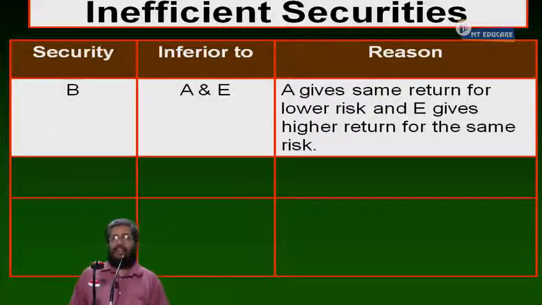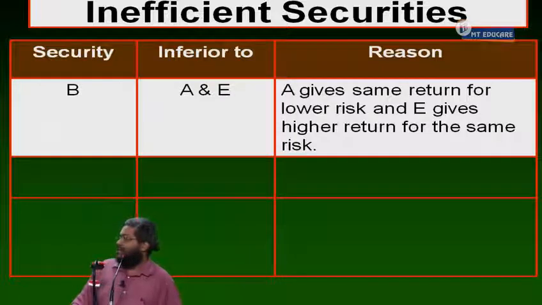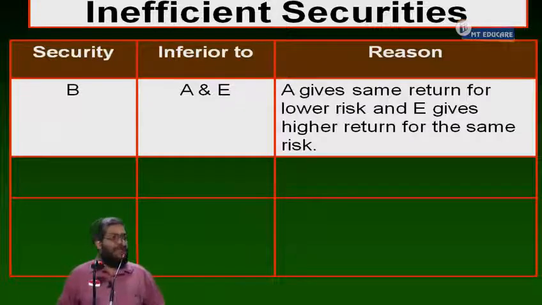You have to say the reason. A gives same return for lower risk, and E gives higher return for same risk. Respond. Yes or no? Okay.